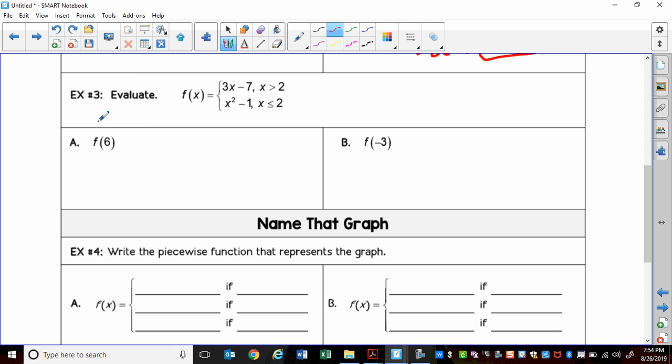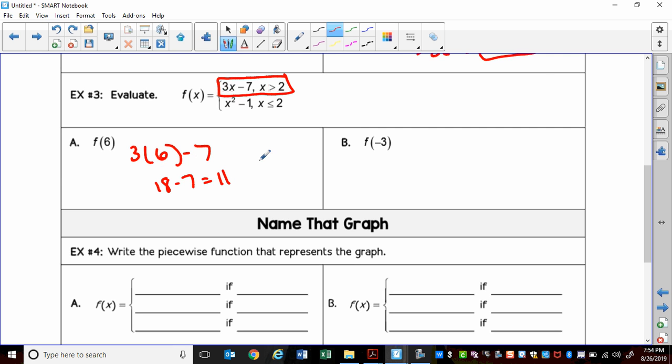So let's try this one. We're asked to evaluate this when we have 6. So which one do I plug it into? The top one or the bottom one? This is when x is greater than 2, and this is when x is less than or equal to 2. So I have to plug it into the top one because 6 is greater than 2. So then we're going to substitute it in. 3 times 6 minus 7. 3 times 6 is 18, minus 7 equals 11.